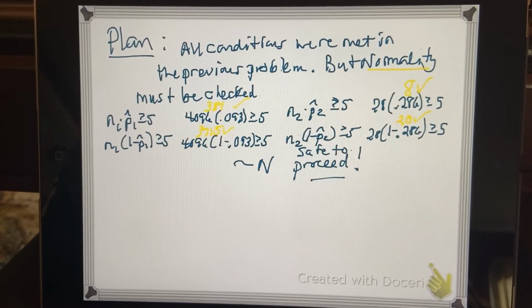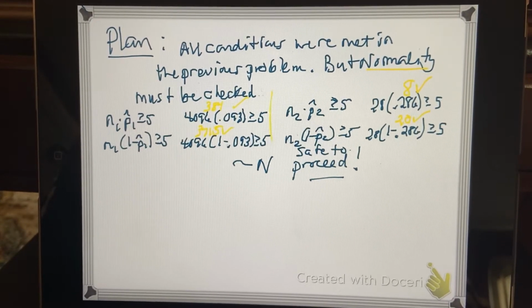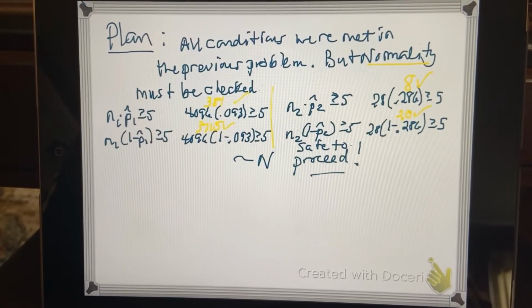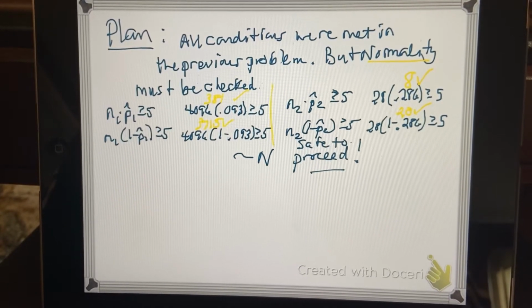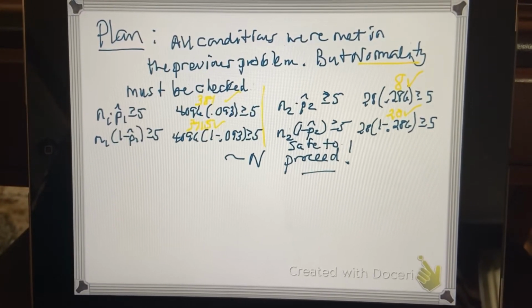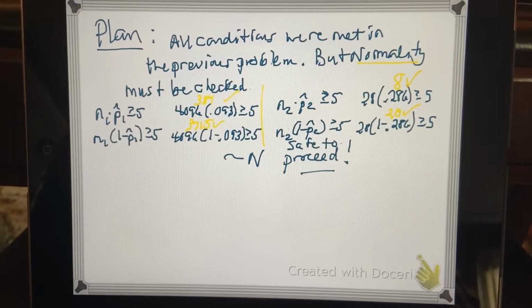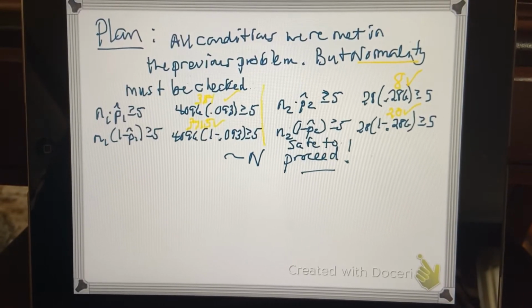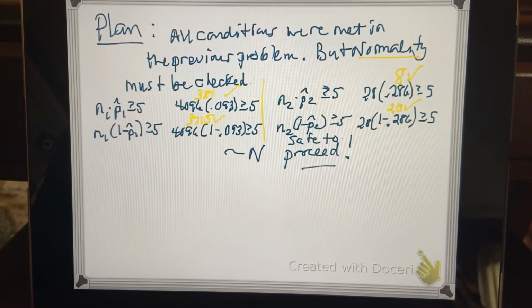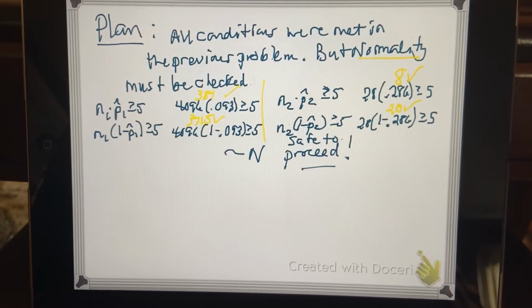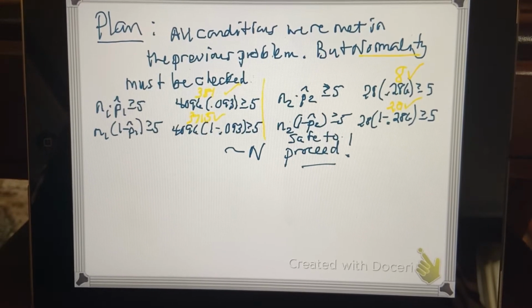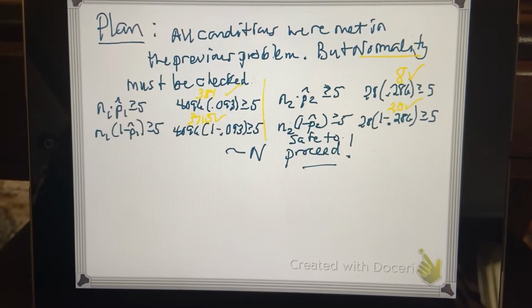So in this section here, I checked that condition. 381 was greater than or equal to 5, and 3,715 was greater than or equal to 5. So I'm good to go with the first sample. And then in the second sample, n2 times p hat 2 is greater than or equal to 5, and n2 times 1 minus p hat 2 is greater than or equal to 5. On both of these, when I actually did the math, I came up with 8 and then 20. So in the confidence interval, I did achieve normality, so I'm safe to proceed.